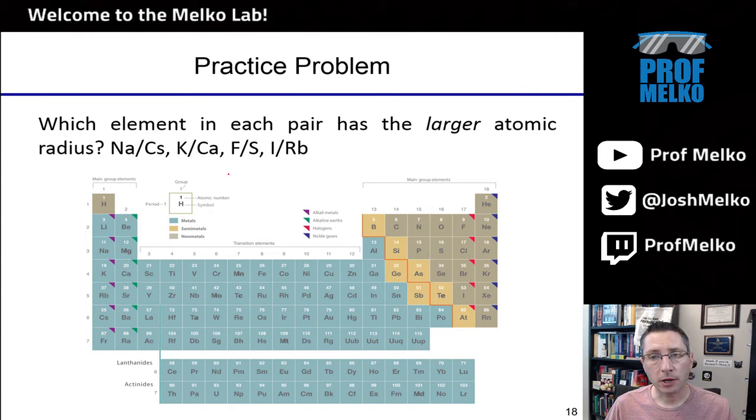Which element in each pair has the larger atomic radius? Sodium or cesium? Here's sodium, here's cesium. Atoms get bigger going down, so cesium is larger. It has 6 shells since it's in the 6th period. Sodium only has 3. So the cesium atom is much bigger. Next, potassium compared to calcium.